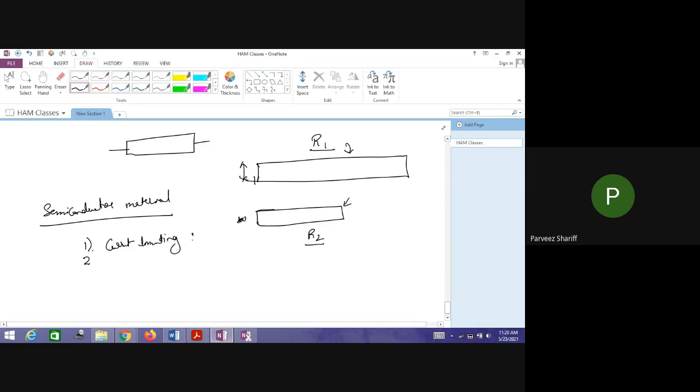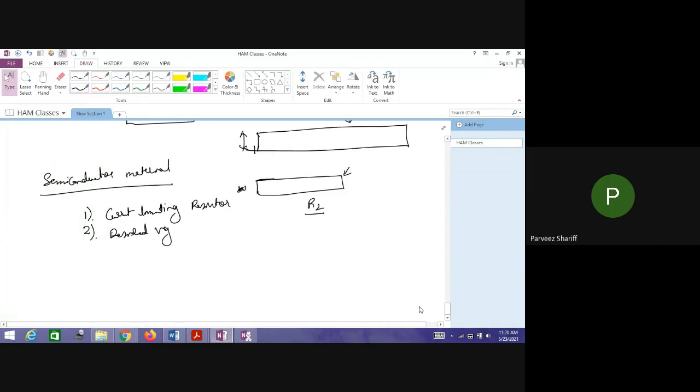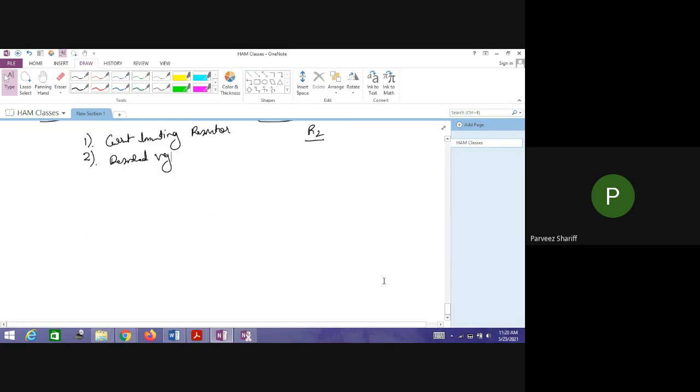Current limiting resistor. Sometimes we have to limit the flow of current. And we also use resistors in circuits to get the desired voltage. Now, to get the desired voltage or to restrict the flow of current, we use resistors in an electronic circuit.